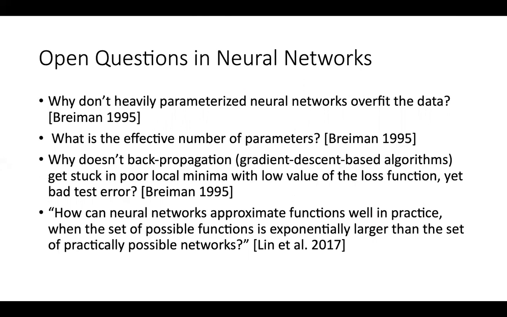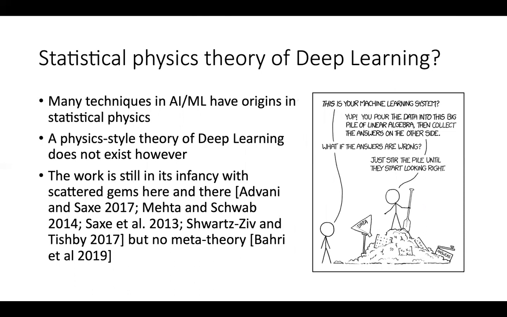If you think about it, these are very modern, relevant questions for 2020, and yet these are open questions from a paper by Breiman from 1995. So 25 years later, we are still wrestling with the same questions. And to this, we'll add: why do neural networks approximate functions well in practice? That is, why do they work so well in general?